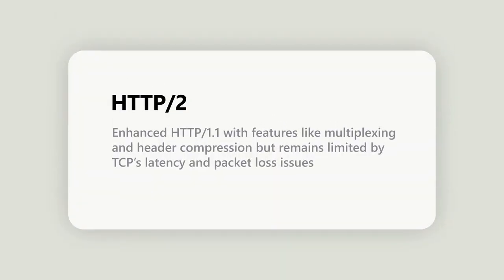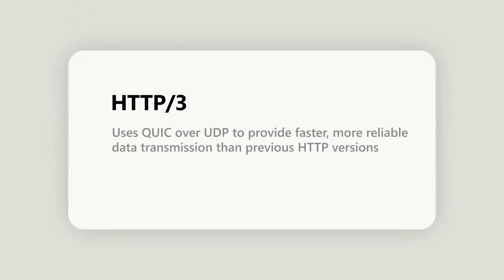HTTP 2, introduced in 2015, significantly improved over HTTP 1.1, with features such as multiplexing, header compression, and server push. However, it still relies on TCP for data transmission, which has limitations, particularly in handling latency and packet loss. HTTP/3, Google's latest version of the protocol, addresses these limitations by implementing a new transport layer network protocol called Quick UDP Internet Connection, or QUIC. QUIC offers faster and more reliable connections to transmit data. To do so, it uses the User Datagram Protocol, or UDP, instead of TCP.